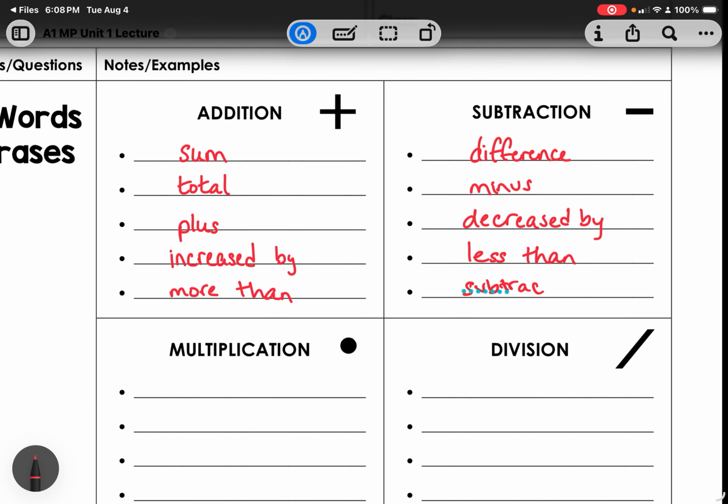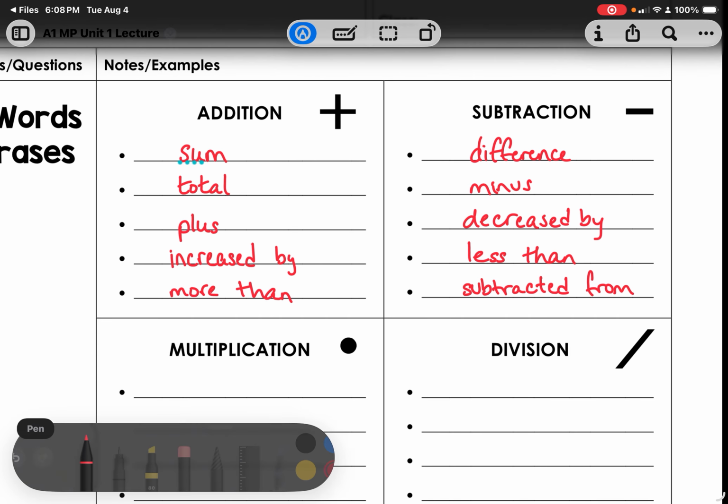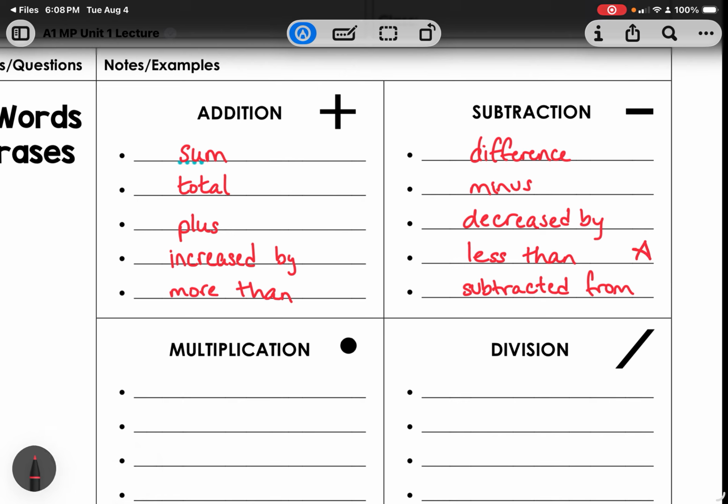So what we have to be careful with on subtraction is that the order matters. So when we're working with less than and we're working with subtracted from, we have to flip those around because the order will matter. So we have to be careful on those.